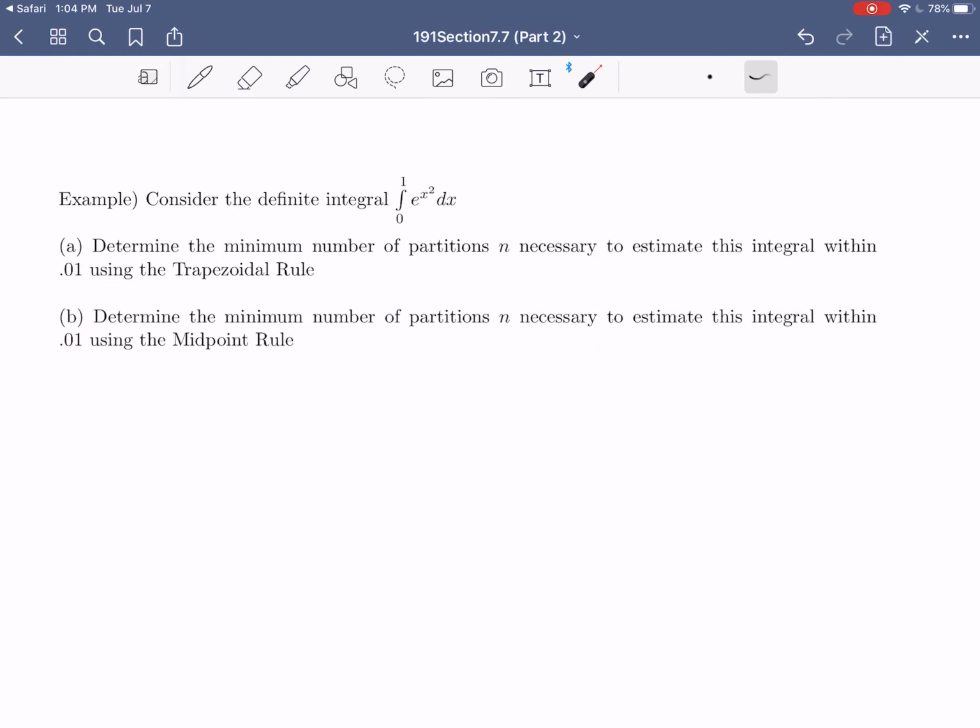So we're going to consider this definite integral, the integral from 0 to 1 of e to the x squared dx. Now, e to the x squared is a very interesting function. It's pretty simple. It's just x squared plugged into the standard e to the x function. So it's a composition.